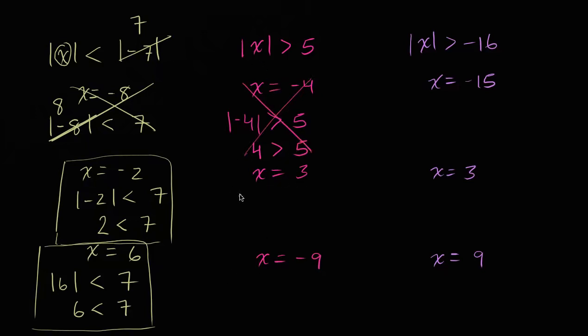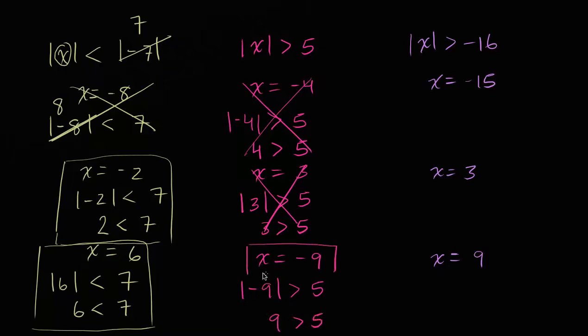Now x equals 3. Everywhere we see the x, replace that with a 3. The absolute value of 3, is that greater than 5? The absolute value of 3 is just 3. So is 3 greater than 5? No, 3 is less than 5. I think you're seeing, hopefully you're getting the hang of it. So finally, if x equals -9, the absolute value of -9 would need to be greater than 5. The absolute value of -9 is just going to be +9. And is that greater than 5? Well, sure, 9 is greater than 5. So x equals -9 satisfies the inequality.